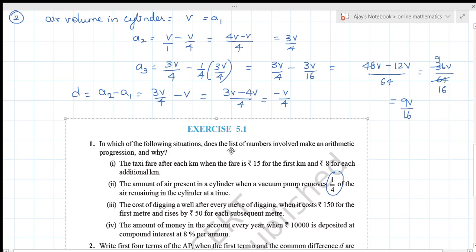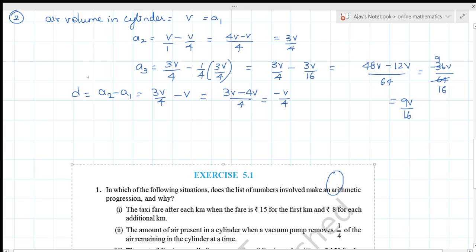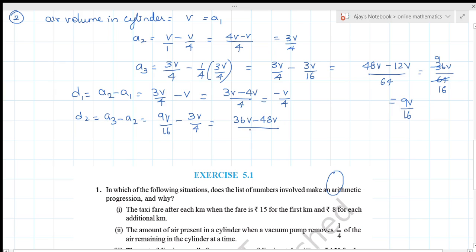Now we'll go with the second condition, that is d2. d2 will be A3 minus A2. This is A3, 9V/16, minus the second term, 3V/4. What is the LCM again? The same thing can be carried out: 36V minus 48V by 64. This is the remainder again, so it is minus 12V by 64. This can be divided again.